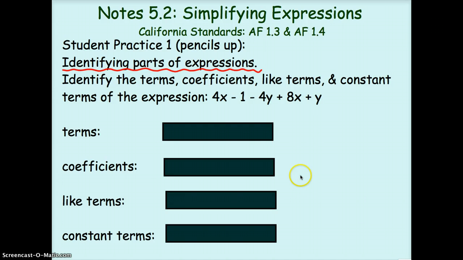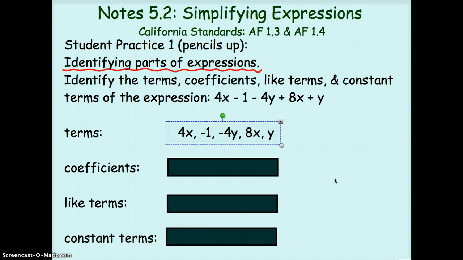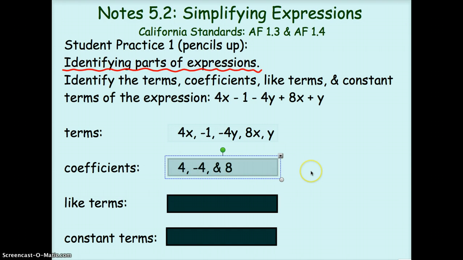Okay, welcome back. Let's take a look. Terms, hopefully you found, oh, let me put that on there, I apologize. Okay, there we go. Now it shows up a little better. So when we look at our terms, we've got 4x, negative 1, negative 4y, 8x, and y. Those are the different terms, all separated by an addition sign. Coefficients, 4, negative 4, and 8. And actually, you could also include a 1 in there as a coefficient because the y doesn't have a number in front of it, which would imply a 1 because there's just one y. So whenever you see a y, it means 1.